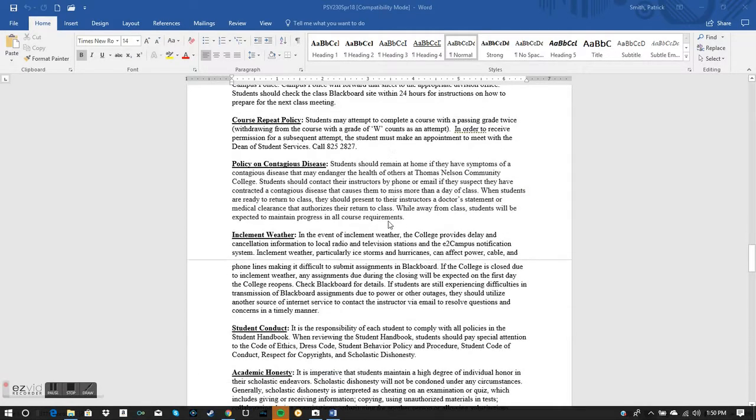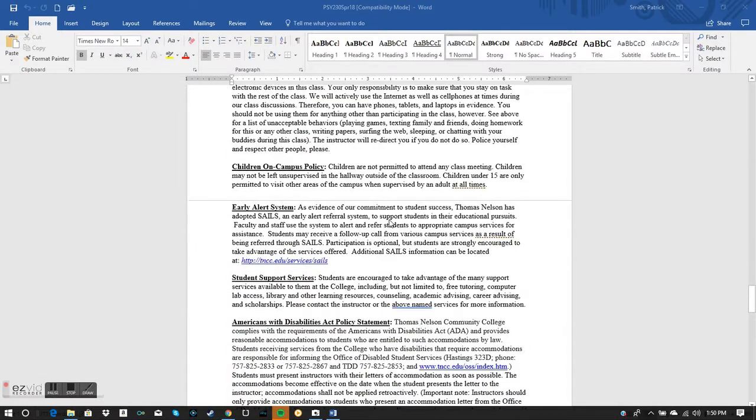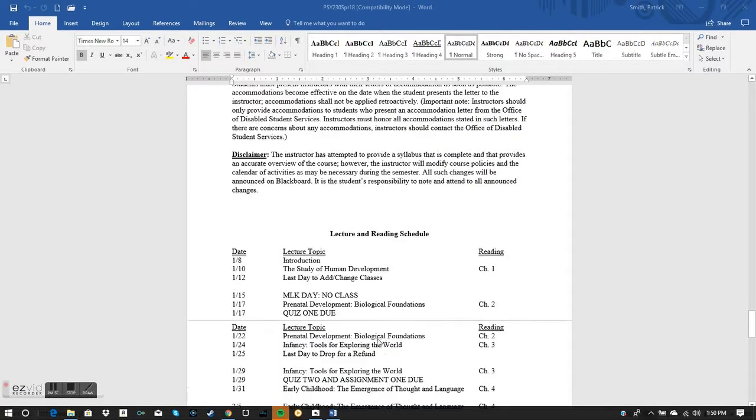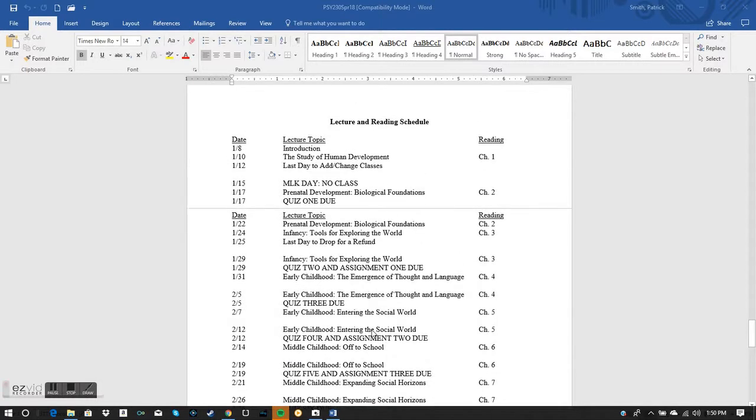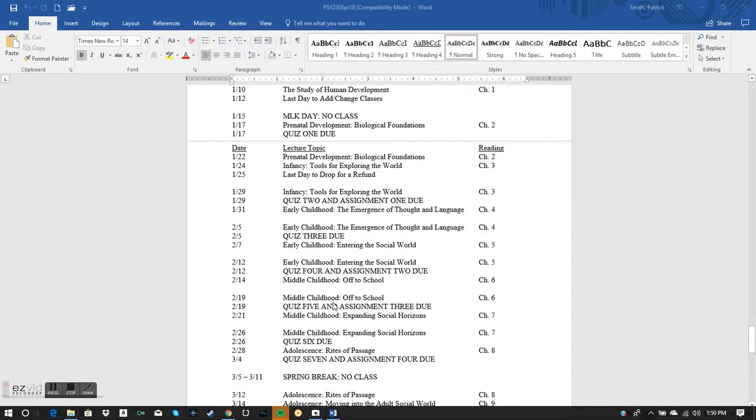Okay, the rest of the syllabus is what we call boilerplate. It's pretty much the policies of the school. And there's not going to be a lot of variety between that and anybody else's syllabus. Okay, at the very bottom we have what I call the lecture and reading schedule, which tells you what is going to happen every day that you're in class.